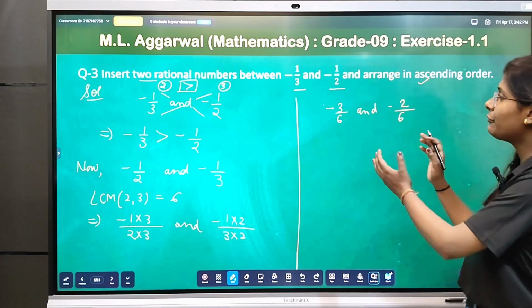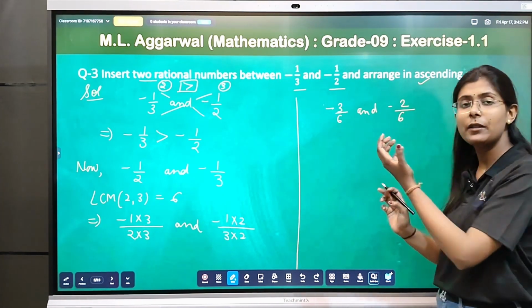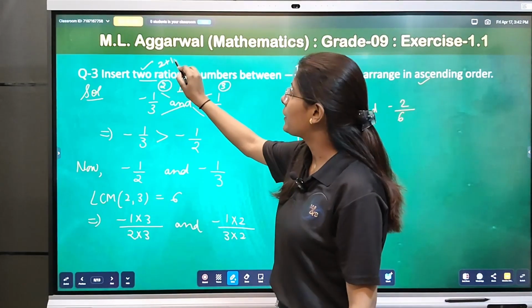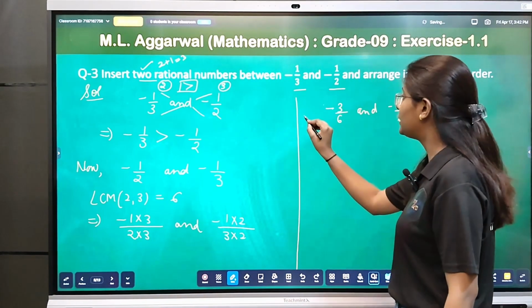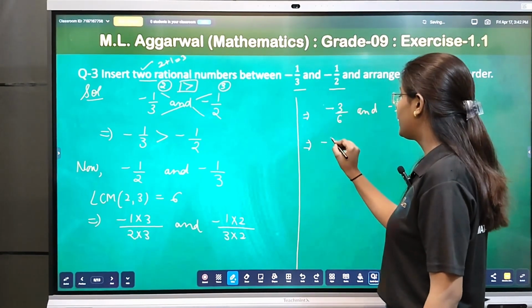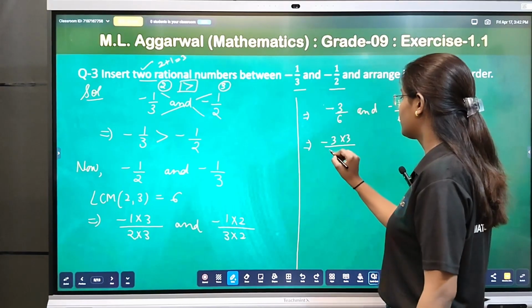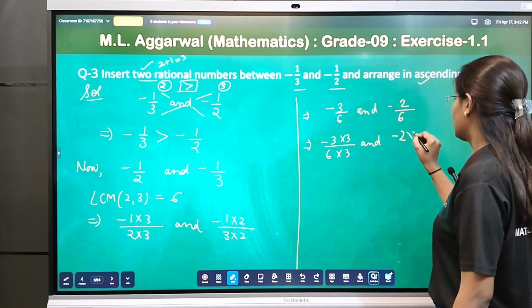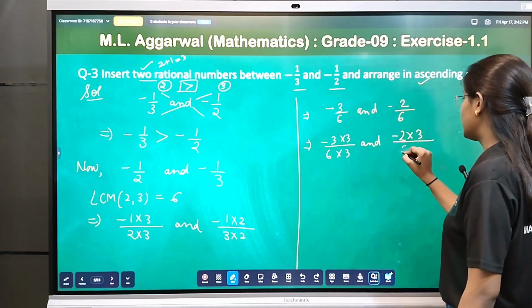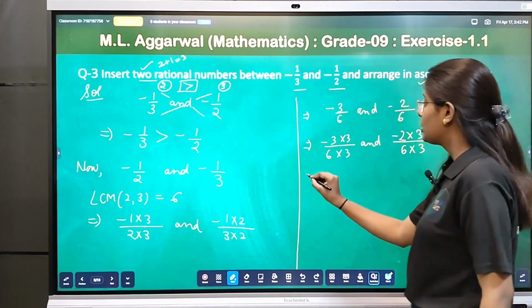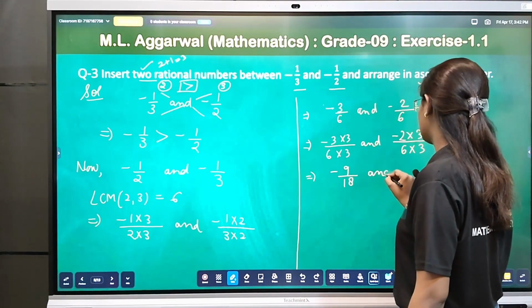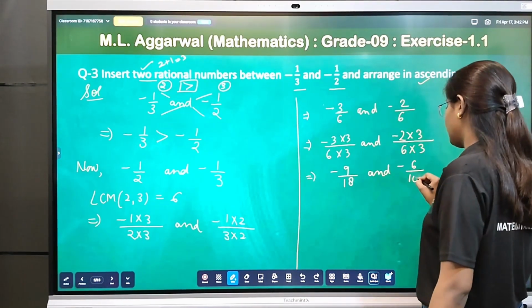Because we are not able to figure out any two rational numbers directly, we are going to multiply by 2 plus 1, that is 3, in both the cases. Multiply by 3 here and at the same time multiply by 3 in the second rational number. You'll get minus 9 upon 18 and minus 6 upon 18.